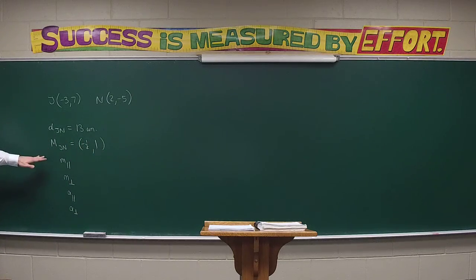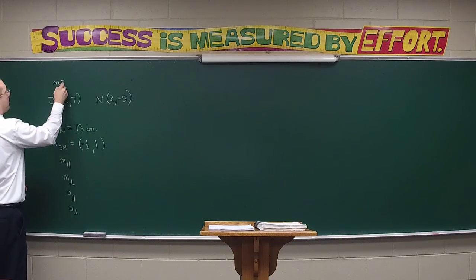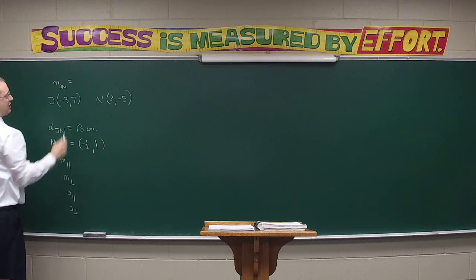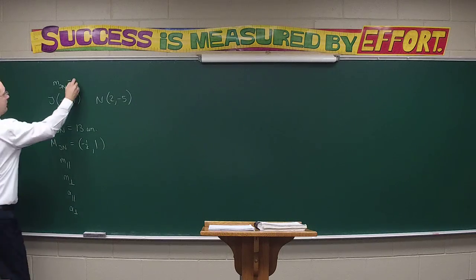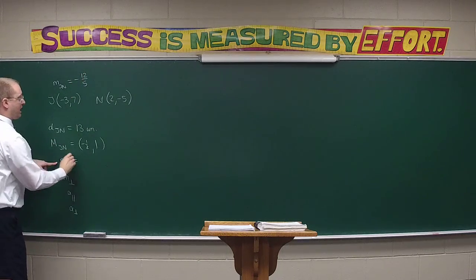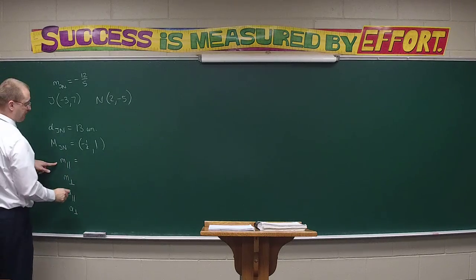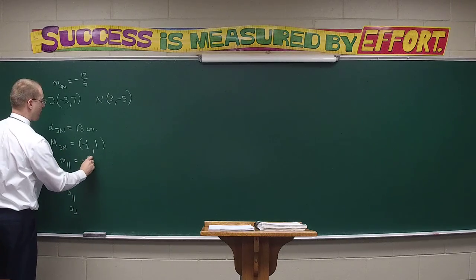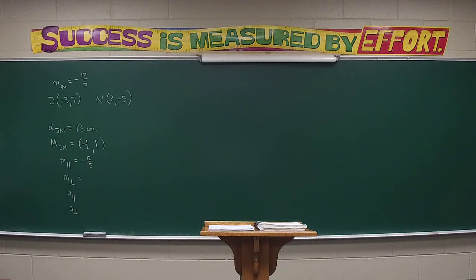Now, when it comes to finding the slope of a line parallel to JN, obviously the first thing we ought to do, Jamie, is find the slope of JN. And what is the slope of JN here, Jamie? Negative 12 over 5. So what is the slope of a line parallel to JN? It would be the same thing. Negative 12/5. What about the slope of a line perpendicular to JN? Quentin? Positive 5/12.